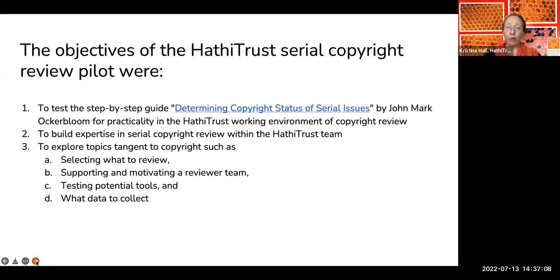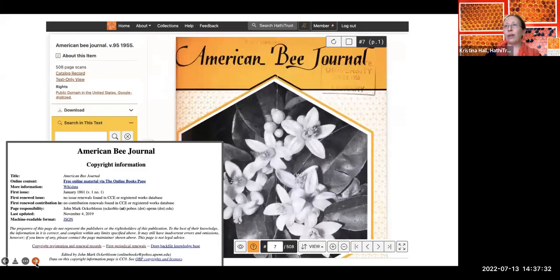And that is going to be one of the breakout room topics if you're interested in talking about value or what should be opened or what should be worked on, selecting what to review, how to support and motivate a reviewer team. We were testing the tools and learning them too, and then deciding what data to collect and how it needed to be collected and stored. Go ahead.